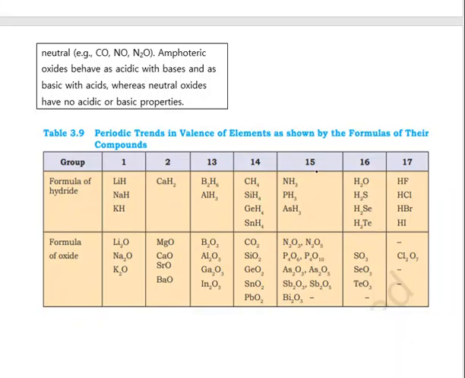However, when we consider elements of the 15th group, that means NH3, PH3, AsH3, you will find the valence is equal to 8 minus group, 8 minus 5, that is 3. And in case of 16th group elements also, the valence is 2. How? It is equal to 8 minus 6, and so on. So up to this point, we understood the nature of oxides, valence and oxidation state. Thank you.